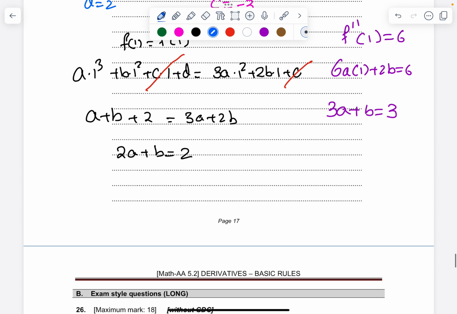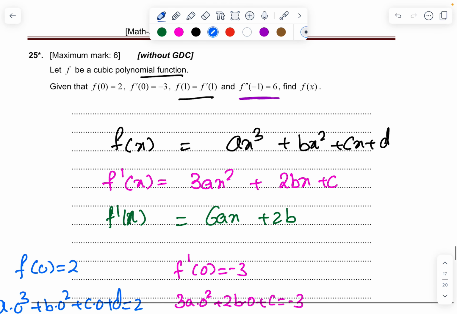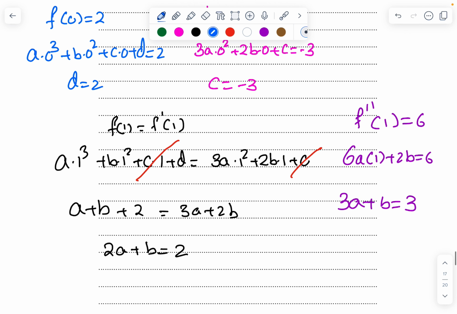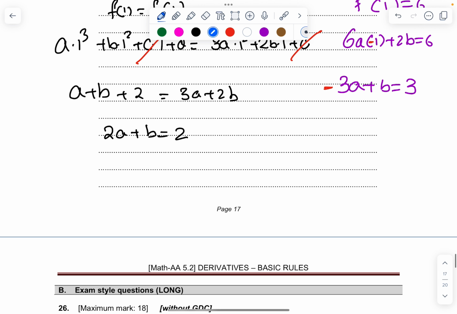So I got two simultaneous equations. f double prime of negative 1. It's not positive 1, so negative 1. So it is negative 3a plus b equals 3. So I got two equations. What are those two equations?